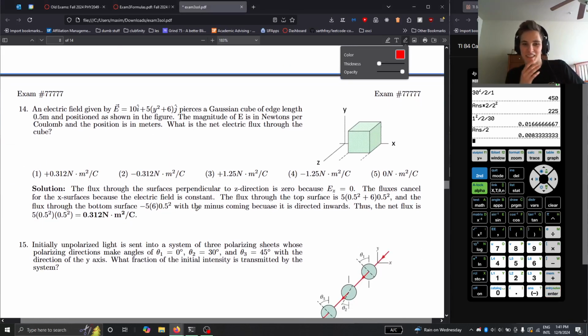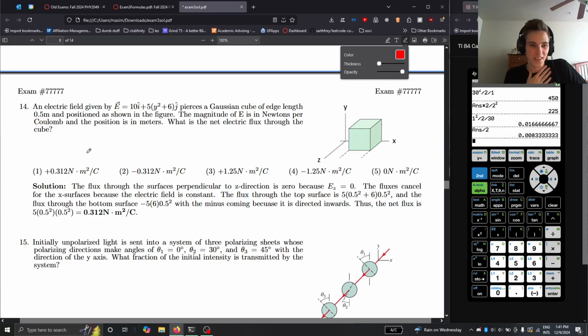All right, number 14. Oh, okay, this one's weird. You have to know how to do this one, but it's not super intuitive. So we have an electric field, which is given by that. There's the cube, and we want to know the net electric flux. The net electric flux is just how much is passing through. It's how much is coming out minus the amount coming in.